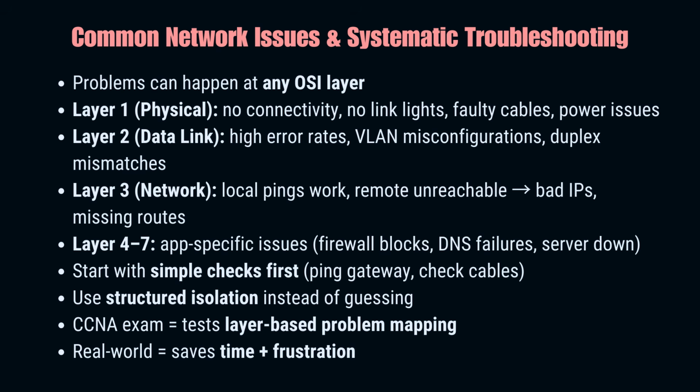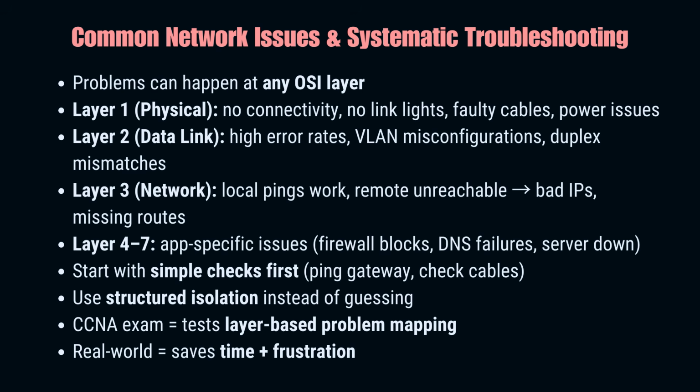Data link layer issues are trickier. You might see high error rates, devices that can't communicate on the same subnet, or broadcast storms that slow everything down. These often point to switch problems, VLAN misconfigurations, or duplex mismatches. Network layer problems prevent reaching other networks. Users can ping devices locally, but can't access websites or remote servers. Check your IP configurations, routing tables, and gateway settings.